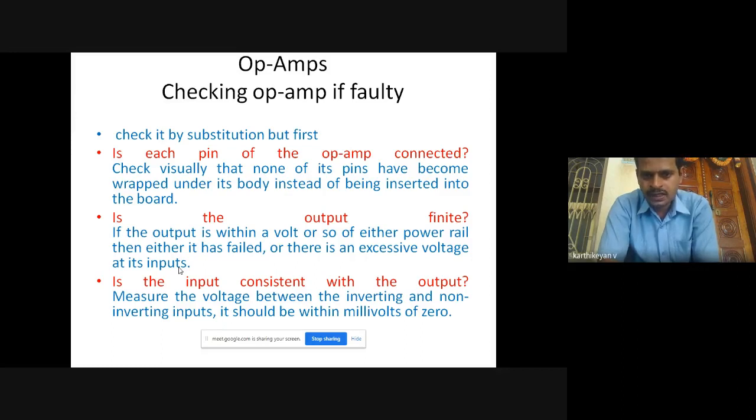If the output is within a volt or so of either power rail, then either it has failed or there is an excessive voltage at its input. Third one, you have to check whether the input is consistent with the output. This we do by measuring the voltage between the inverting and non-inverting inputs. It should be within millivolts of 0.